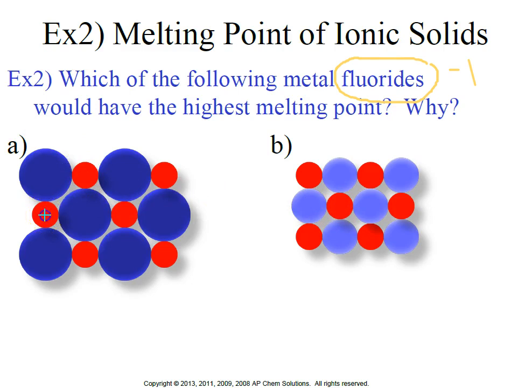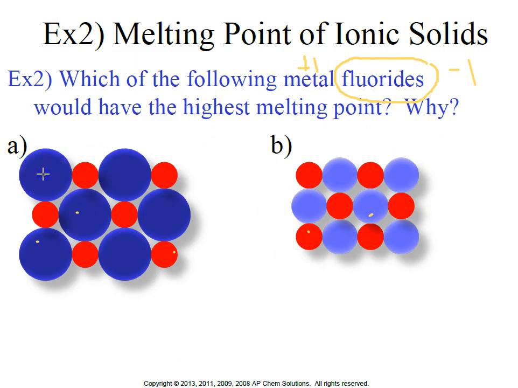In this A, we have 1, 2, 3, 4, 5, 6 fluorides, and 1, 2, 3, 4, 5, 6 metals. So if they're in a 1-to-1 ratio, then the metal must also have the same charge. Let's check over here. 1, 2, 3, 4, 5, 6 fluorides, 1, 2, 3, 4, 5, 6 metals. So that's a 1-to-1 ratio again, so the metal must also be +1. So they have the same charges in both pictures, but you notice the size is different.